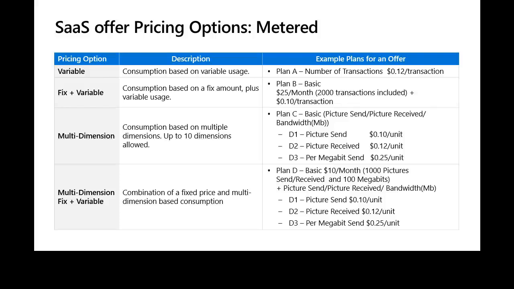The next one is the same as the fixed plus variable. You have the same thing, a multi-dimension fixed plus a variable. So in this case, plan D, we're telling them, okay, we got a basic plan for $10 a month that is going to include 1,000 pictures either sent or received and 100 megabits of bandwidth. After that, every time you hit my service for beautifying those images, we're going to charge you 10 cents per picture sent, 10 cents per picture received, and 25 per megabit. So very granular. As I said, 10 dimensions allows you to do a lot of combinations, and we've seen this be really, really successful.